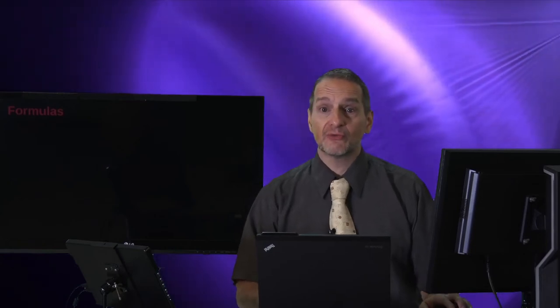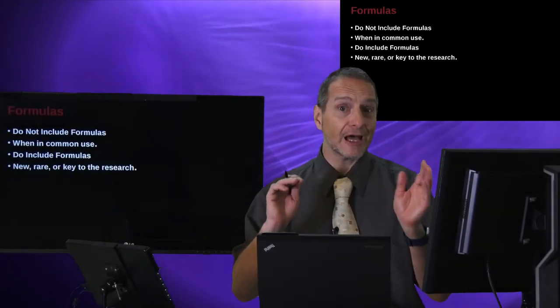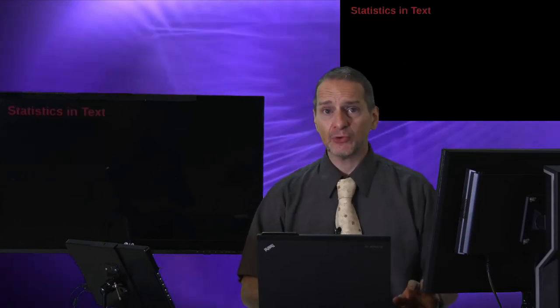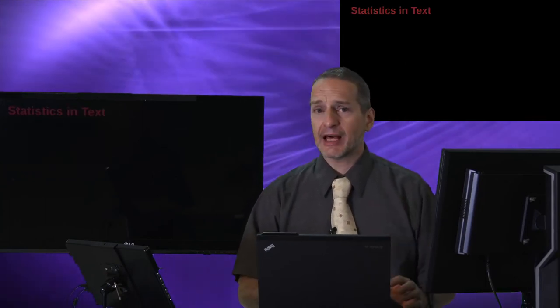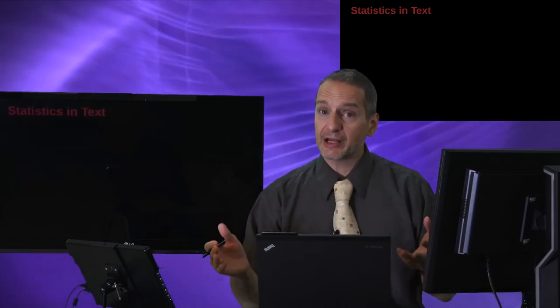What about when we're using formulas? How do we use formulas inside our manuscript? Well, the best idea is simply do not include formulas, especially when they're in common use. You can include a formula when it's something rare, unusual, or a key part of the research. So in a way, it's just like the statistics. If it's something very unusual or it's your main topic, then you include it. Of course, in business, you won't really see a lot of formulas, but if you're using something in a special way, you will. In engineering, you'll see a lot of formulas.